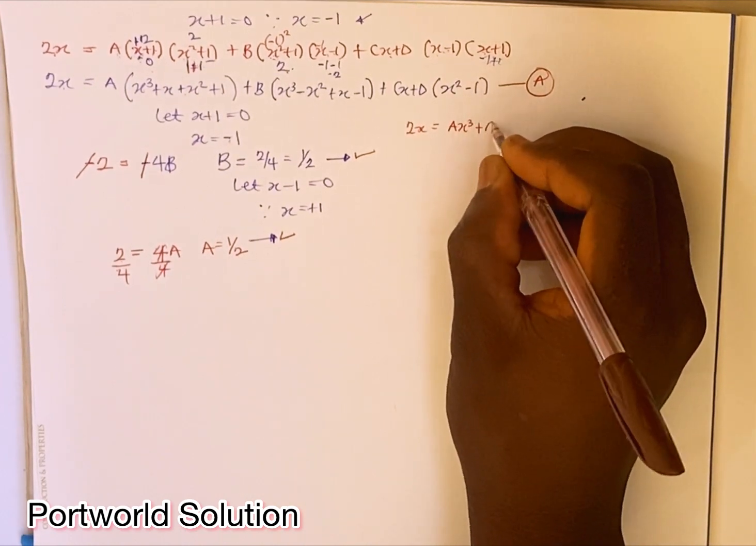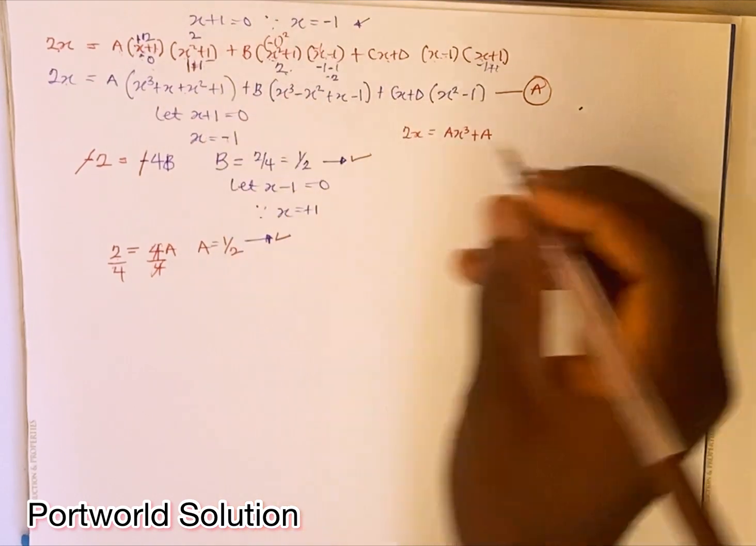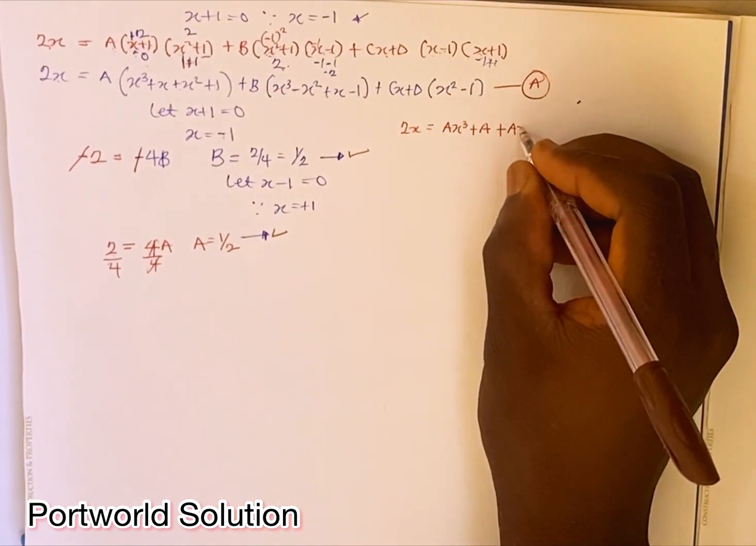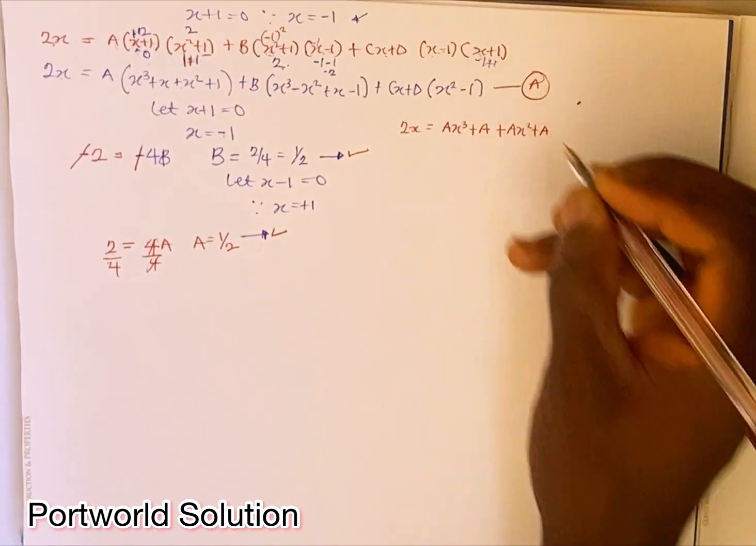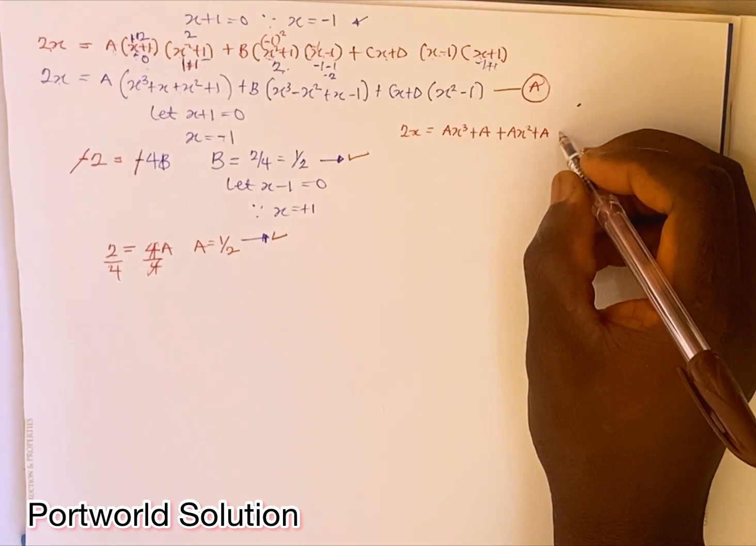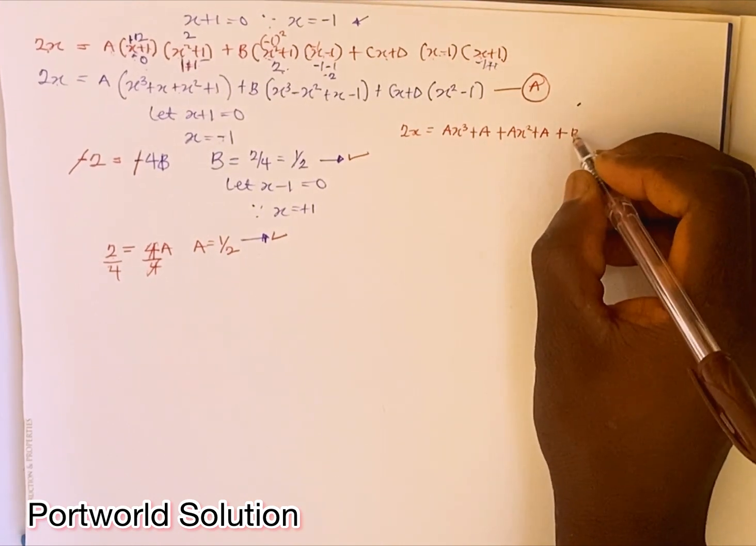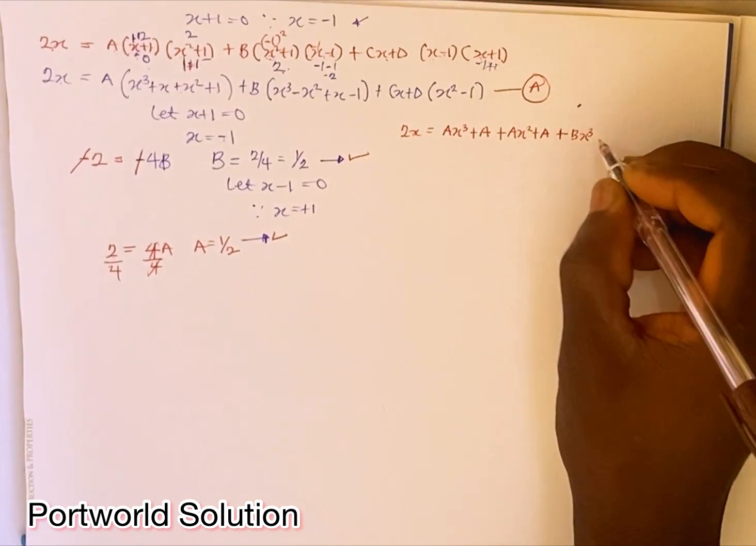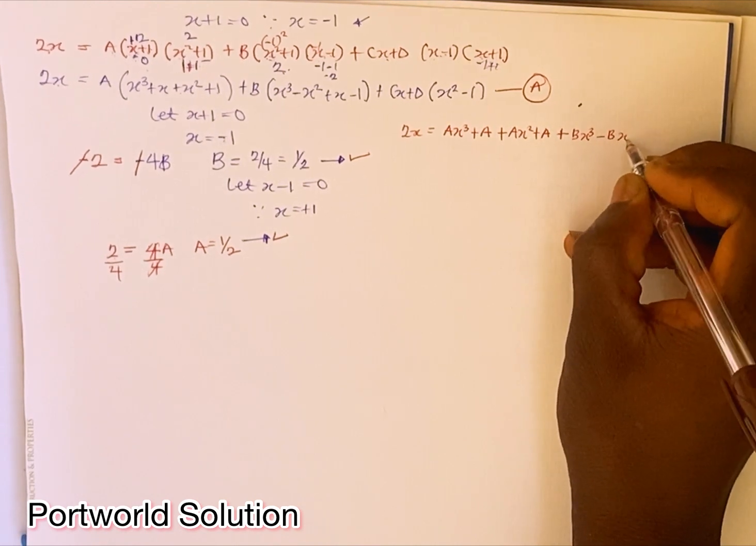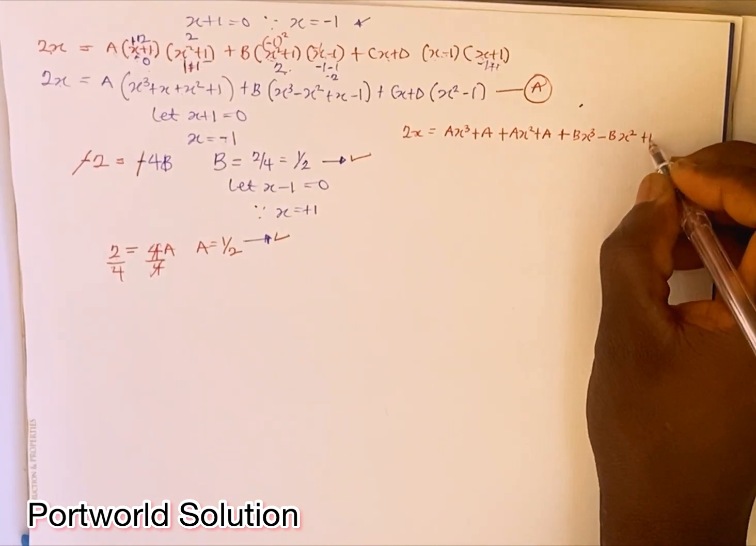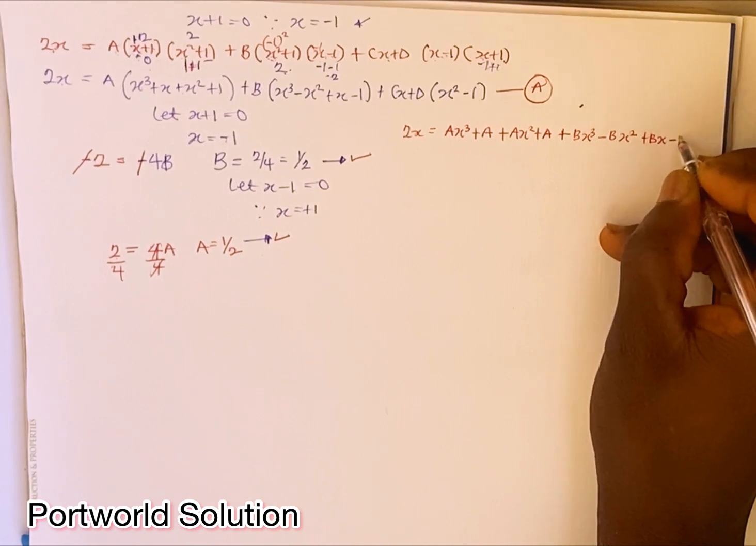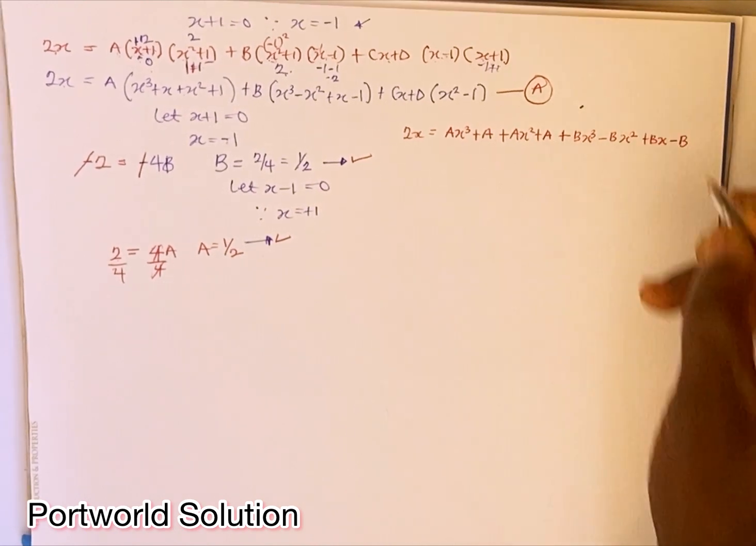Plus what? Plus a, right? Then plus what? Plus a x squared plus a, exactly. Then that's for my a side. I'm going to have plus what? Plus b x raised to the power of 3, then minus b x squared, right? Then plus b times minus 1, which is minus b, exactly.